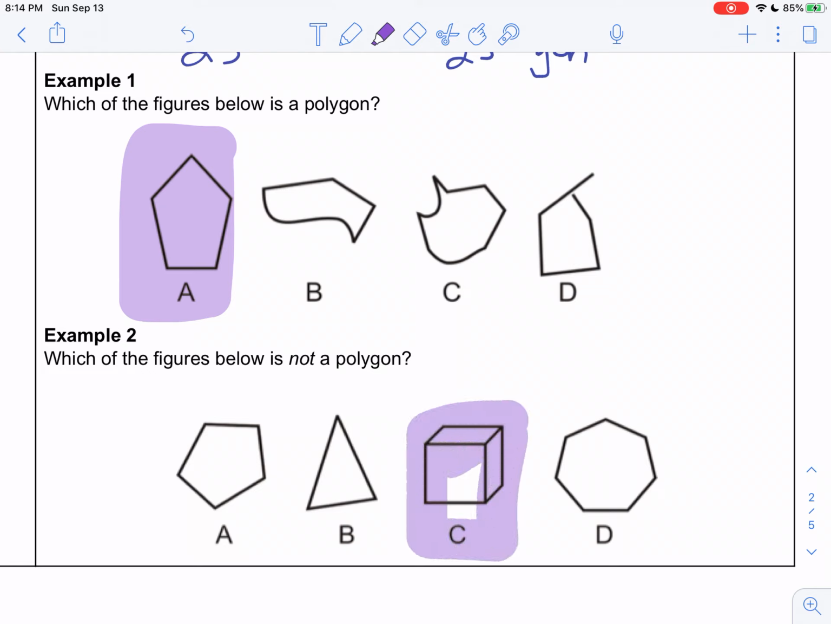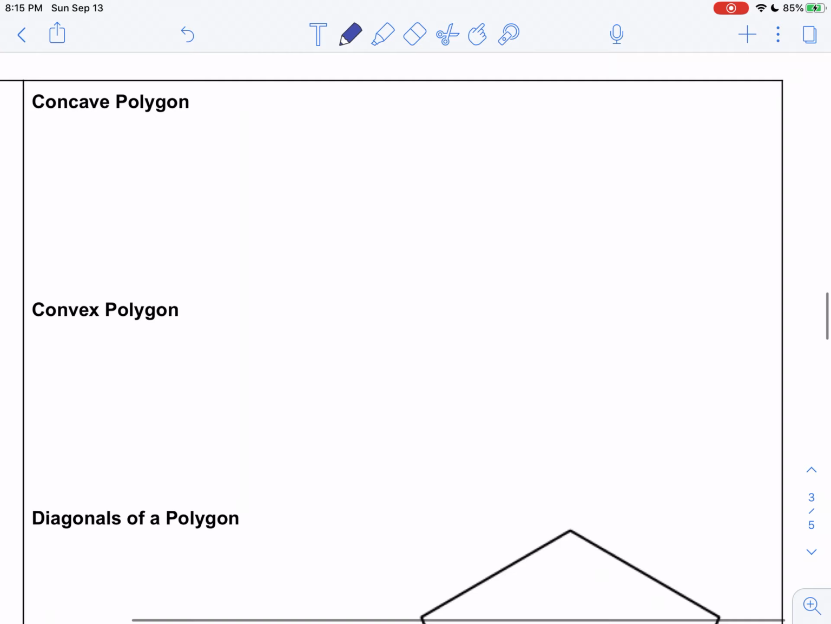In example number 2, please pause the video if you haven't checked this one out yet, and determine the one that is not a polygon. Okay, in this instance, we're going to talk about figure C, the cube, and this one's not a polygon because it is a 3D shape, and we need to make sure that we have a 2D shape to talk about a polygon. All right, some more vocab as we go along.